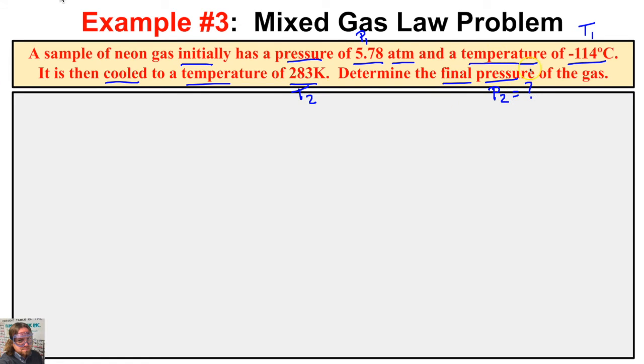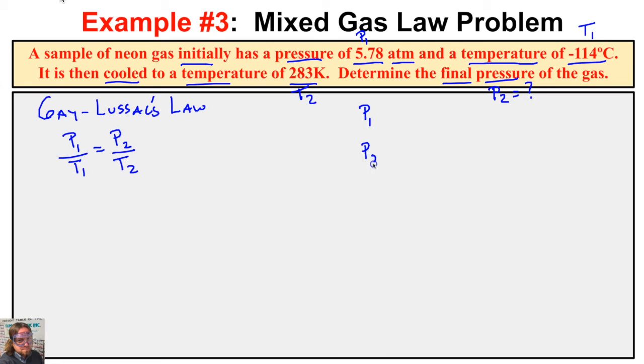So now that we've labeled everything, let's take a look at this word problem. You need to ask yourself, what formula do I know that uses P's and T's? Well, that is going to be Gay-Lussac's law. Gay-Lussac's law states that the pressure and temperature of a gas are directly proportional, or P1 over T1 equals P2 over T2.